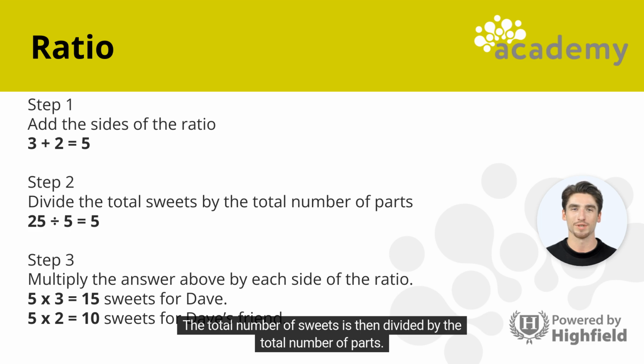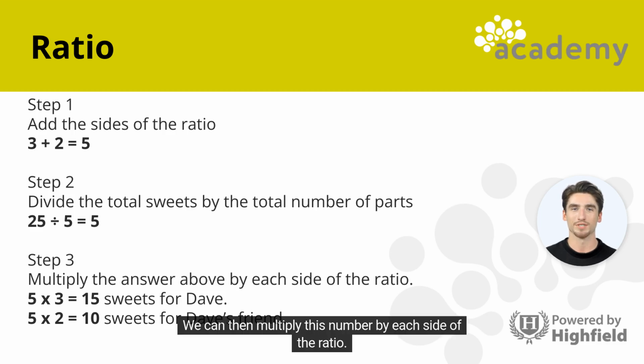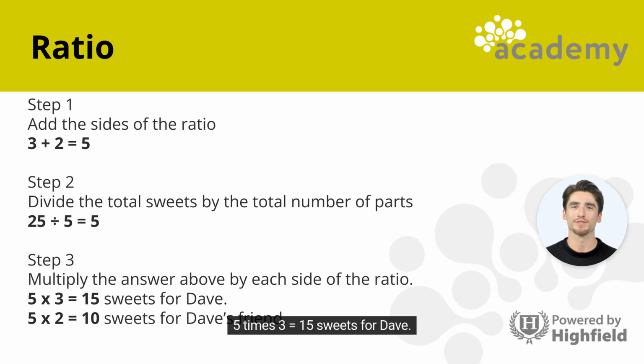The total number of sweets is then divided by the total number of parts. 25 divided by 5 equals 5. We can then multiply this number by each side of the ratio. This will let us know how many sweets are on each side of the ratio. 5 times 3 equals 15 sweets for Dave. 5 times 2 equals 10 sweets for Dave's friend.